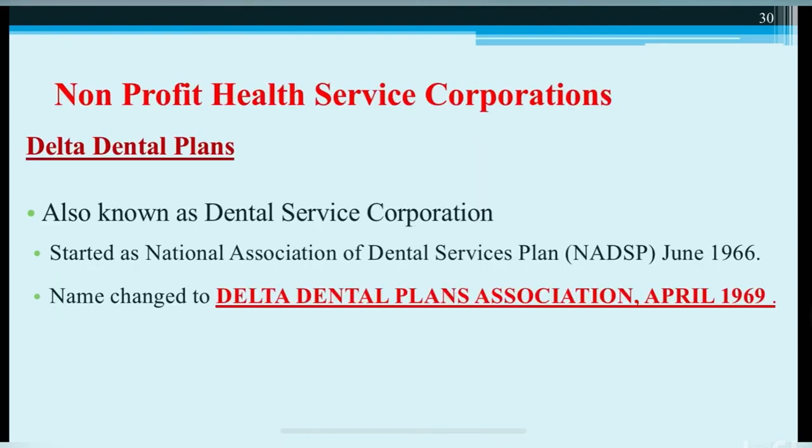So the second one in the private third-party prepayment plans is non-profit health service corporations. As I've already told, under these come two things: Delta Dental Plan and Blue Cross Blue Shield. Talking about the Delta Dental Plans, these are also known as Dental Service Corporation, started as the National Association of Dental Service Plans in June 1966. The name changed to Delta Dental Plan Association in April 1969.